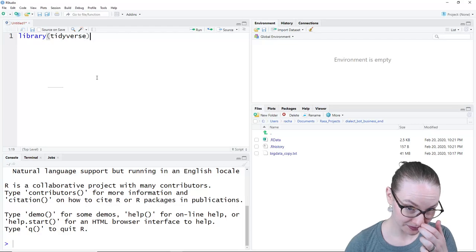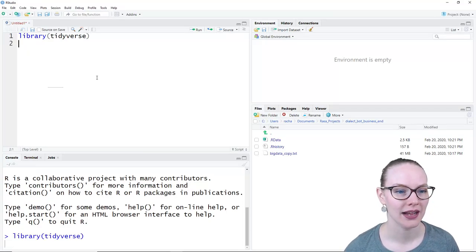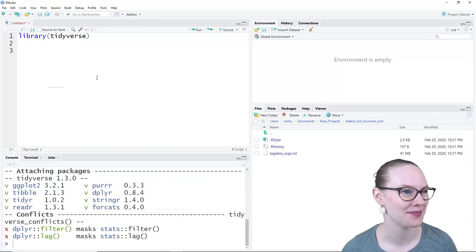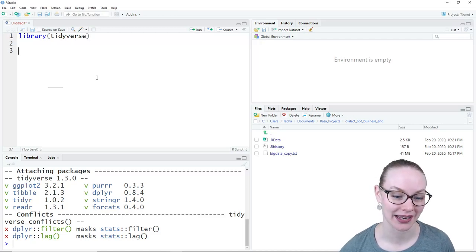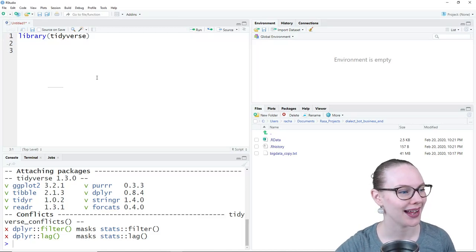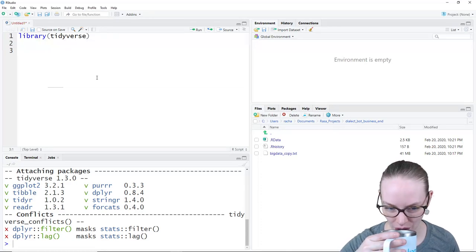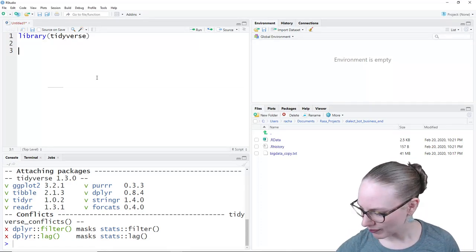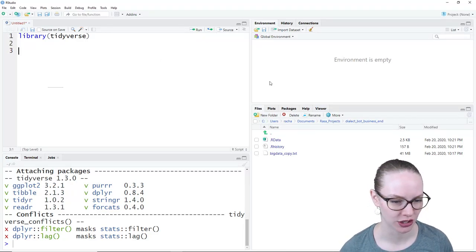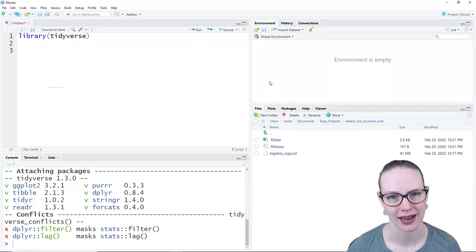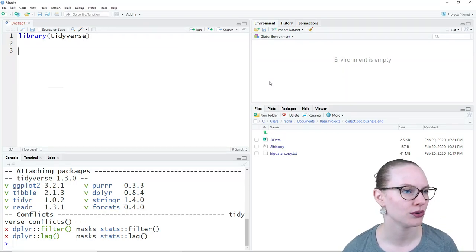It has been a minute since I've done much R work, but for those of you who have been following me for a while, you know that once upon a time I did the majority of my work in R, so it's like coming back to an old friend. And the tidyverse is a meta package that just contains a lot of really nice data manipulation tools, and since what we're doing today is data manipulation, aka data cleaning, I want those.